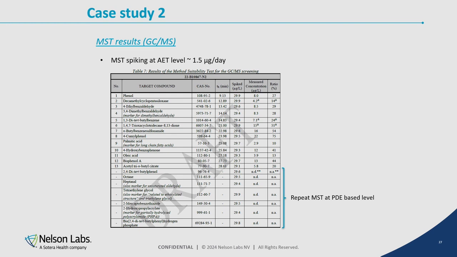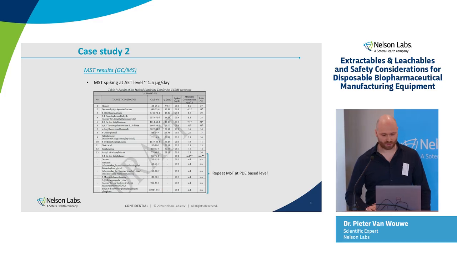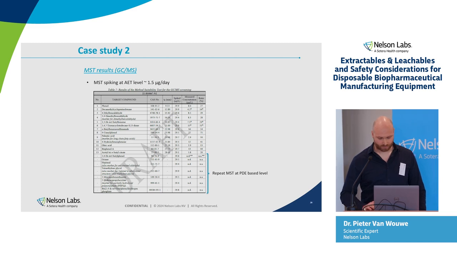PDEs are often a lot higher than the 1.5 micrograms per day value. And then we can do the spiking at a much higher value at which it will be much more likely that we will be able to detect those compounds.